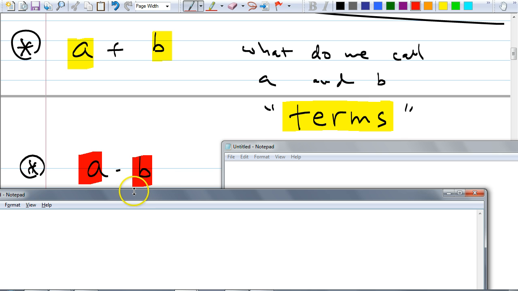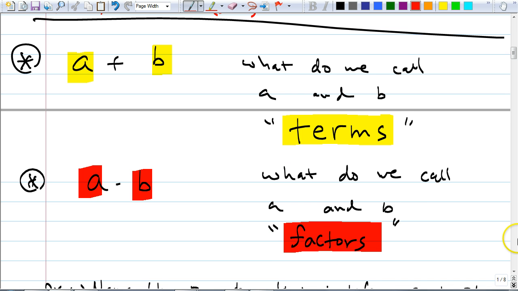What if you have multiplication in the middle? Do we call A and B terms also? No. They have different names for these. Terms are separated by addition. If you have multiplication, they're not called terms, because people keep calling them terms also. Anybody know what they're called? It starts with F. Factors. Very good. These are called factors. Please keep that in mind.